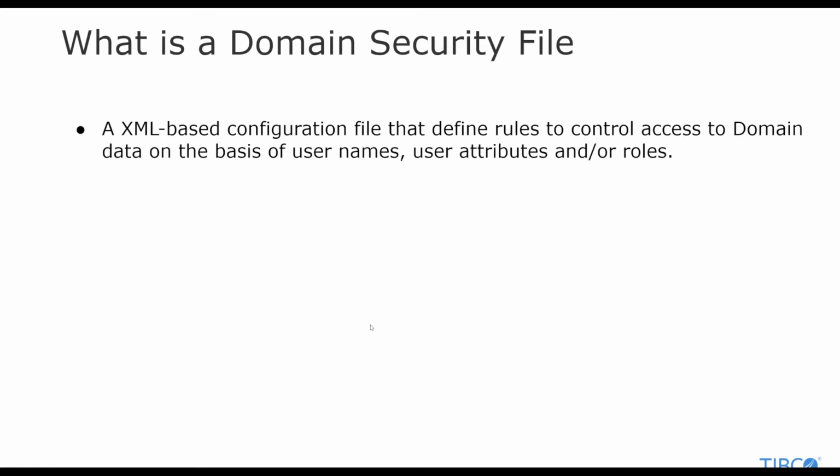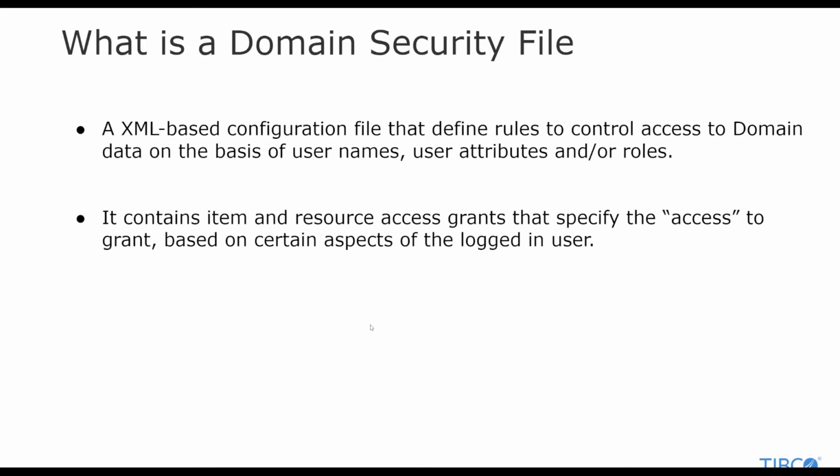So how is the file configured? It's an XML configuration file that defines rules to control access to domain data based on username, user attributes, and/or user roles. One way to restrict is based on roles. You can have different roles for different users, and based on that, you can control what data they retrieve. You can also use user profile attributes. Attributes are some kind of settings we have, which I will show you. You can use those to control what data are retrieved. Okay, so it can contain grants.